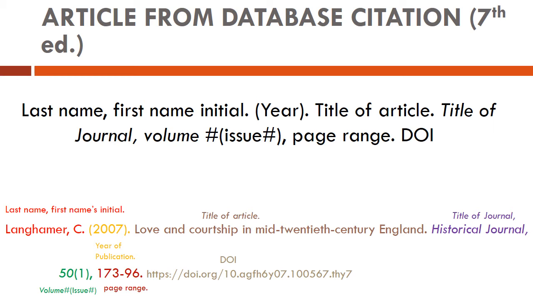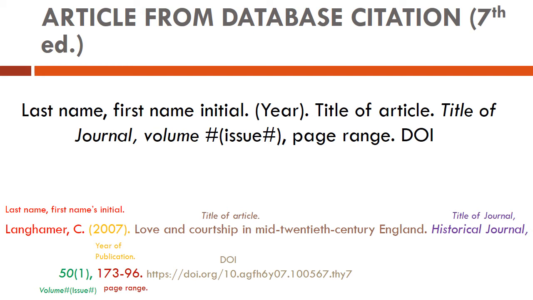You'll notice that the title of the article is not in italics and you only capitalize the first letter. You'll also notice that the title of the journal gets put in italics and all the letters of the title are capitalized. So look at the example at the bottom.